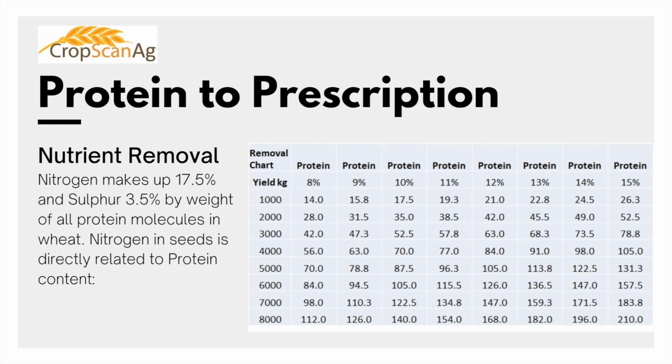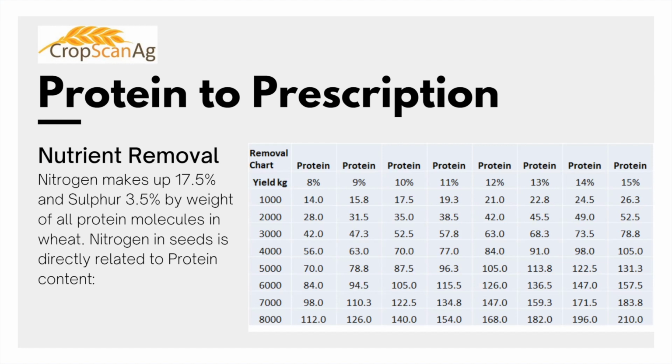The reason we have so much confidence in how that nitrogen is driving that protein is the CropScan grain analyzer is essentially measuring those nitrogen bonds that make up protein in the grain, which for wheat is 17.5%. Of the protein is made up of nitrogen, so it is a major component of that protein. And then sulfur as well is 3.5% of that protein in wheat. So that's where we can get these really good relationships coming out of this data.